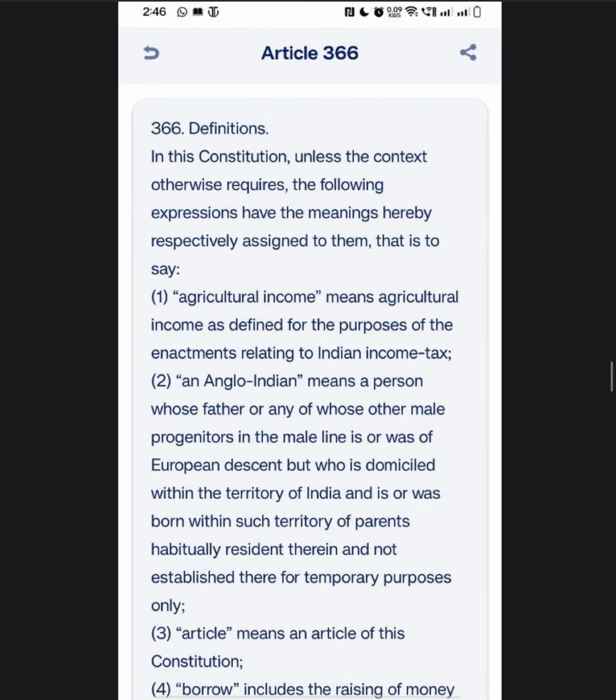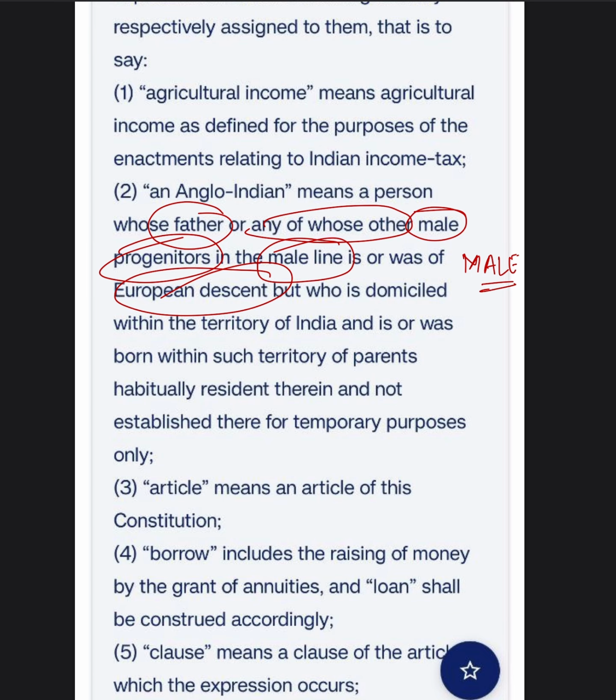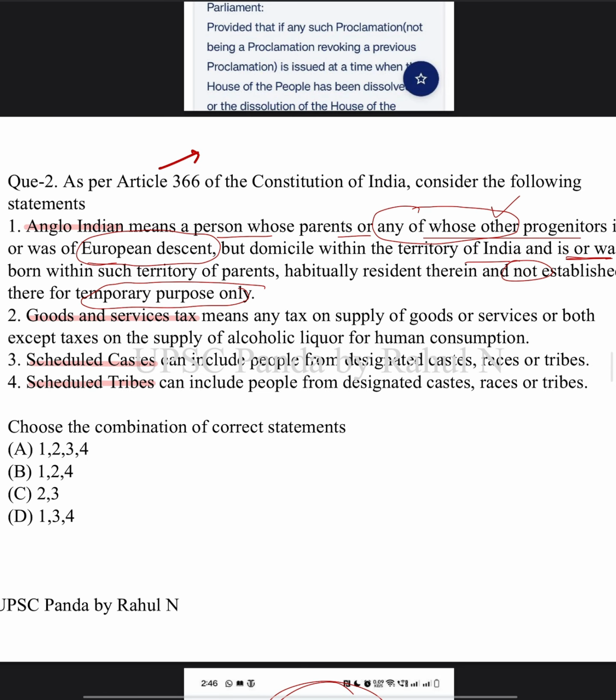Let us read from what is given in the Constitution. This is the Article 366 definition. Multiple definitions are given. Anglo-Indian means a person whose father or any of whose male progenitors in the male line is of European descent. So see, again, the male word is dominating. I have written in the option 'any of whose progenitor'. So that's why this statement is wrong. Focus is on male progenitor, male extension.